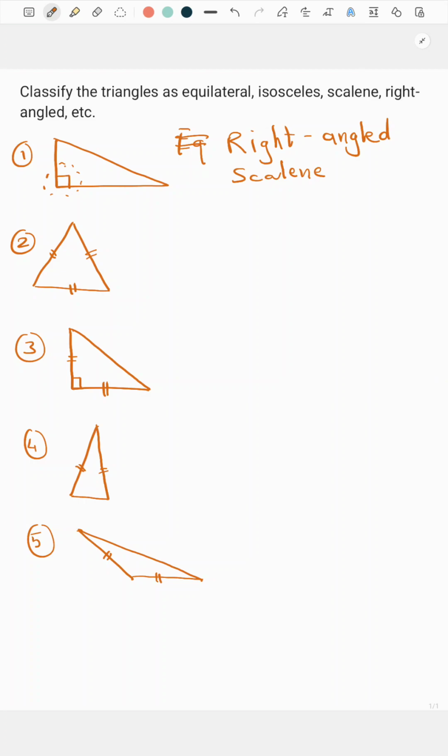Let's talk about the second one. Here, all the three sides of this triangle are marked as equal. When you see a symbol like this on two sides, it means that those sides are equal. Here all the three sides are equal, so this is an equilateral triangle. There is no doubt about it. The third is an interesting example. The two sides here are marked as equal, so it's an isosceles triangle, and moreover it's a right angled triangle. So this is a right angled and isosceles triangle.